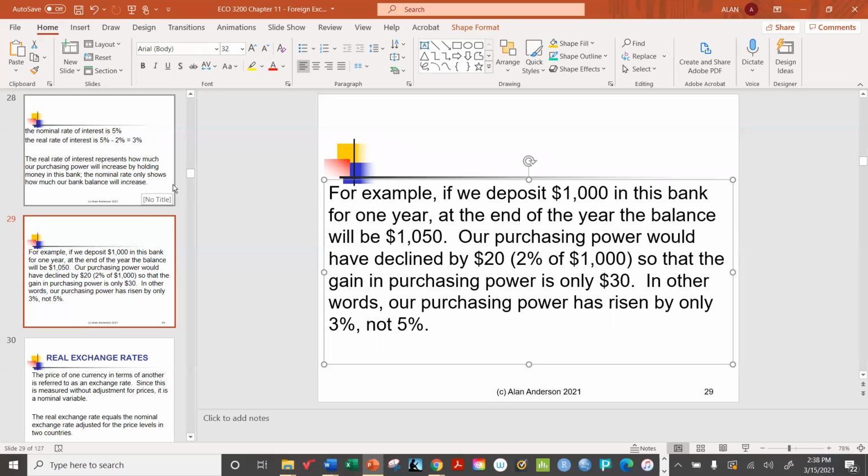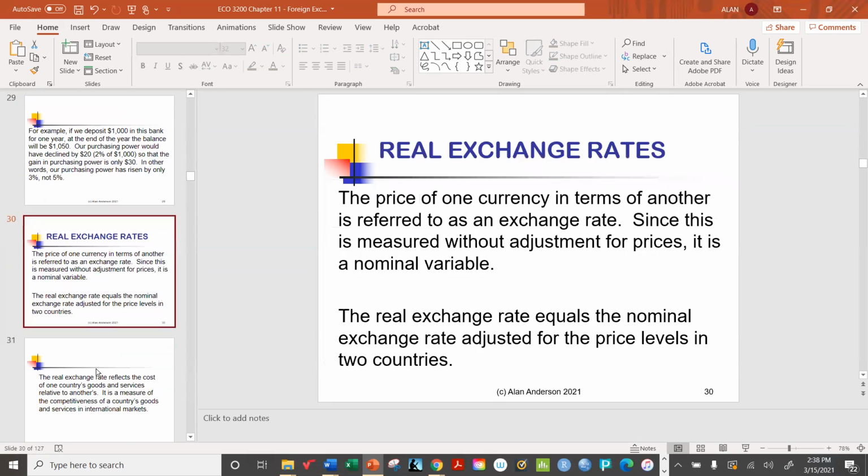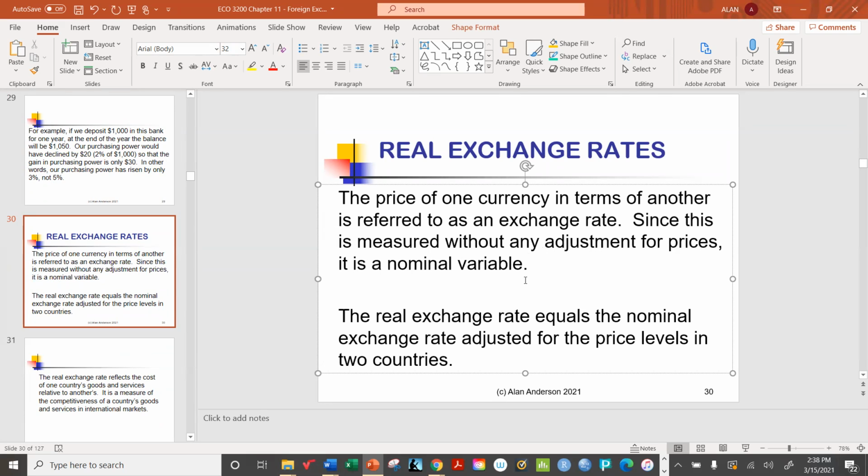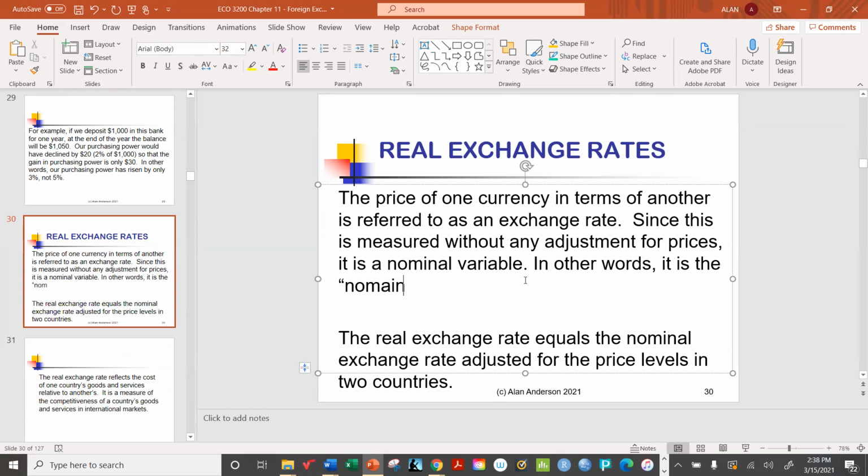So we know already that the price of one currency in terms of another is referred to as an exchange rate. And since this is measured without any adjustment for prices, it is a nominal variable. In other words, it is the nominal exchange rate. Now, the real exchange rate equals the nominal exchange rate, but adjusted for the price levels in both countries.